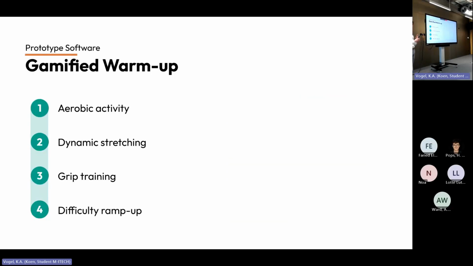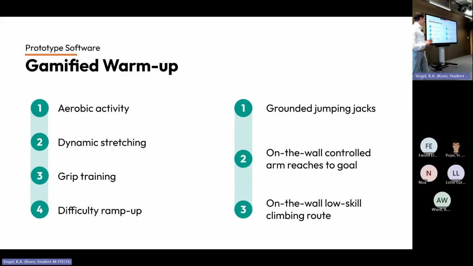We can convert this to a more game-like routine, again with as much on-the-wall experience as possible. So that starts with ground jumping jacks. Unfortunately, cardio is very hard to translate to an on-the-wall experience, so that will have to be done grounded. Arm reach is the goal, as well as the low skill climbing at the end. This is the routine that we will use for the rest of our game to build upon.